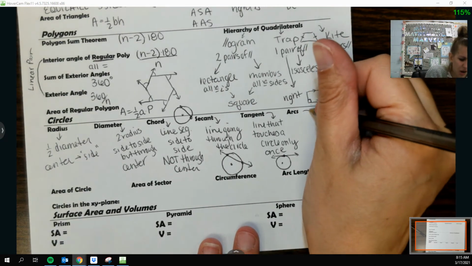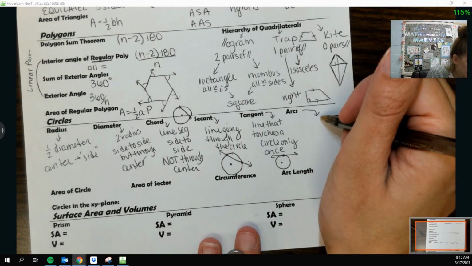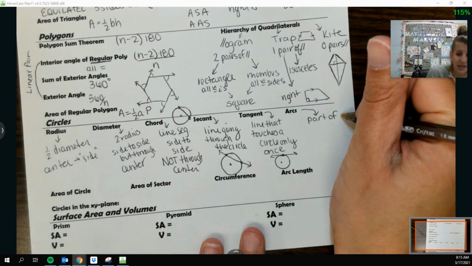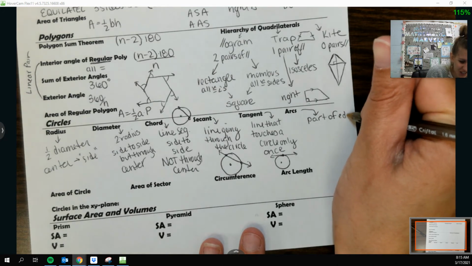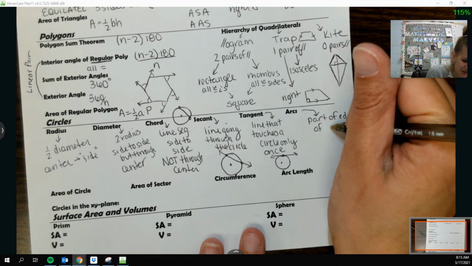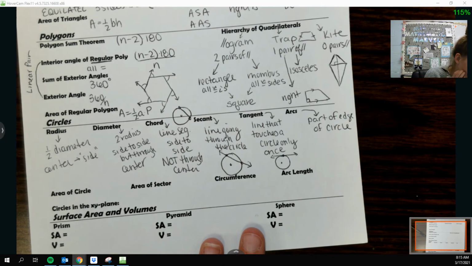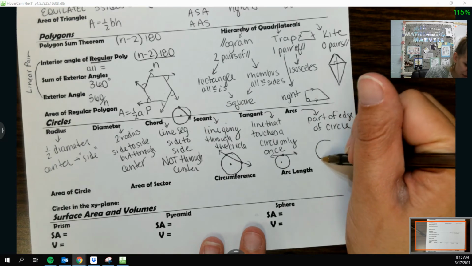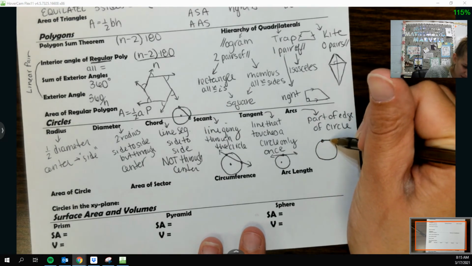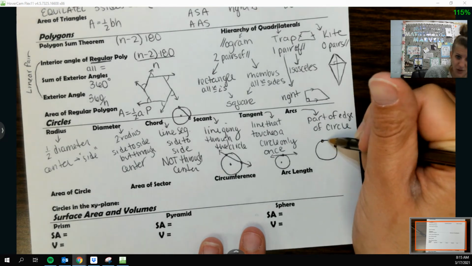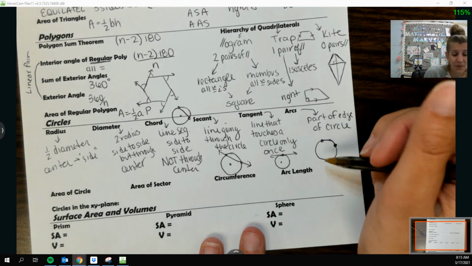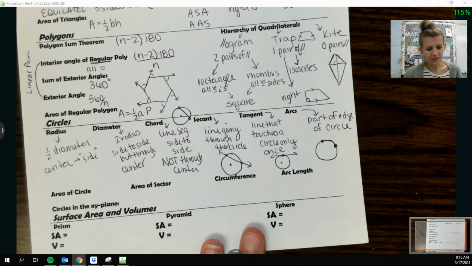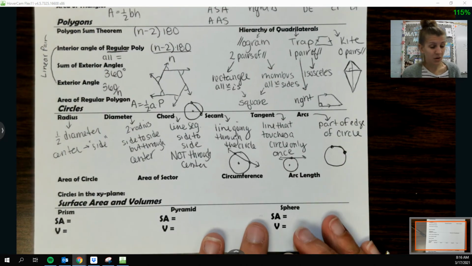And then an arc is part of the edge of the circle. So part of the side or the edge of a circle. If I'm looking at a circle here, it's from here to here. So it's the curvy part. It's not really a line. It's part of the circle edge. And you can do so many different things with an arc.